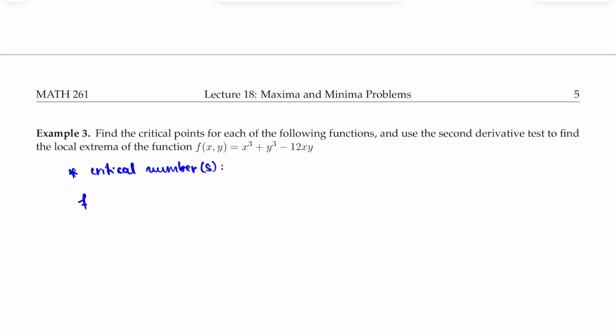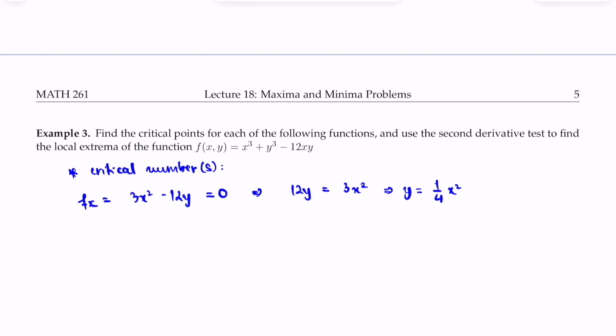So f sub x is equal to 3x squared minus 12y. Set this equal to 0. So obviously it's not as straightforward as the previous example, where you can automatically find the value of x and the value of y. In solving this equation, you see that x and y depend on one another. So here you can solve for 12y. This is equal to 3x squared, or y is equal to 1/4 times x squared.